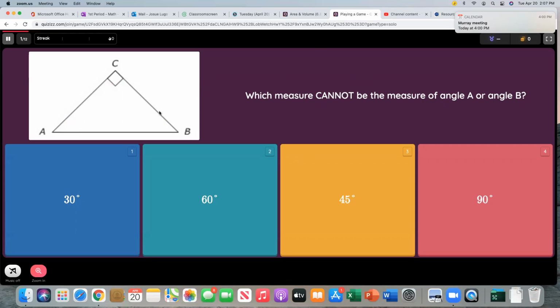So that leaves me with 90. If this is already 90 degrees, then neither of these can also be 90 because 90 plus 90 is already 180, and that's not enough for this one. What about this angle over here? You cannot have two 90-degree angles in a triangle. You couldn't make a triangle that way. So obviously the answer would be this one. That's 90 degrees.